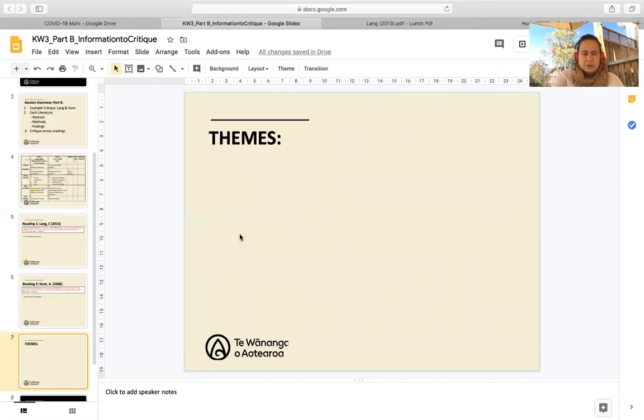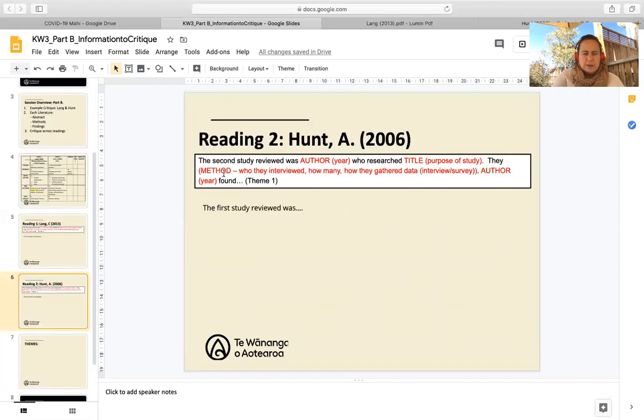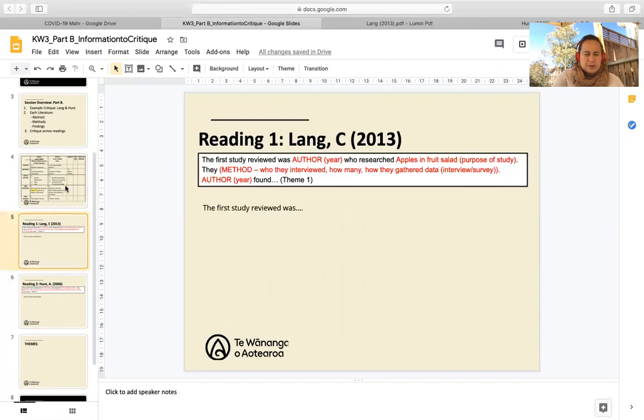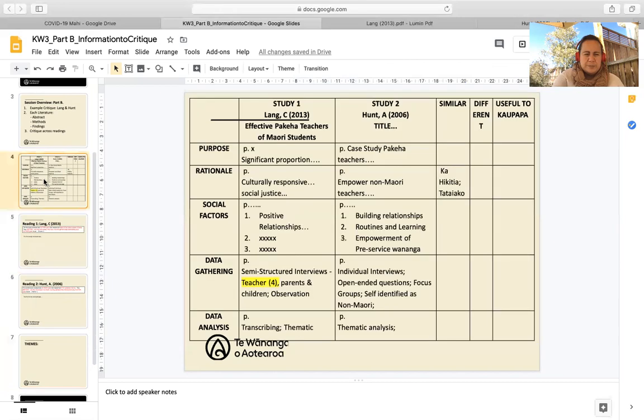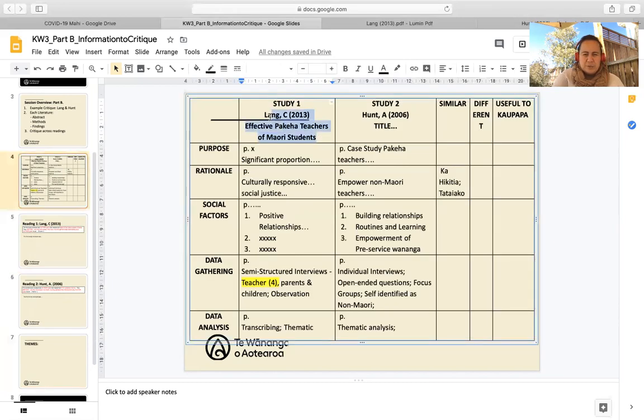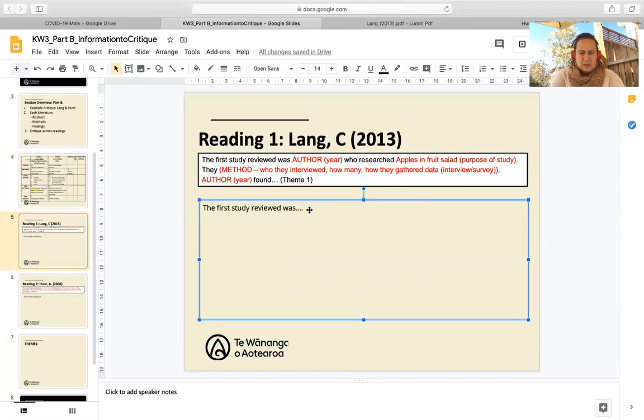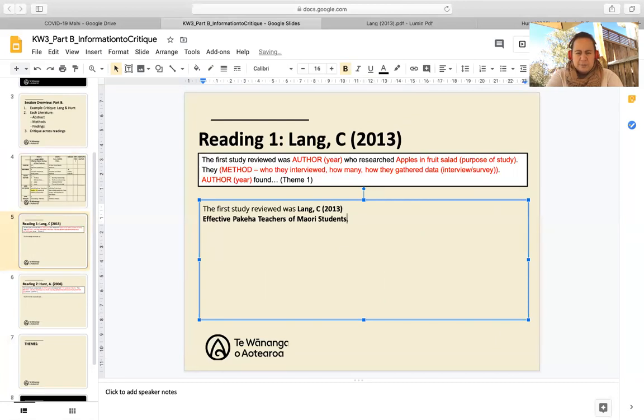So once you come here, we're going to do a real quick one for Lang. Oh no, yes, for Lang here. So the first study reviewed was author, I'm just going to copy and paste that. Copy. And that's why it's really good to do that table.